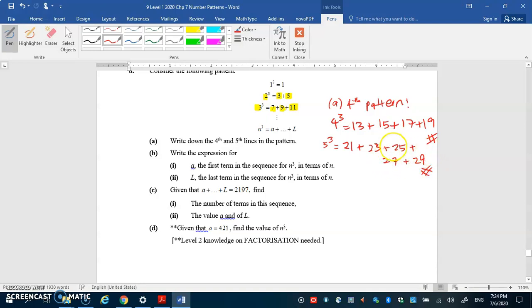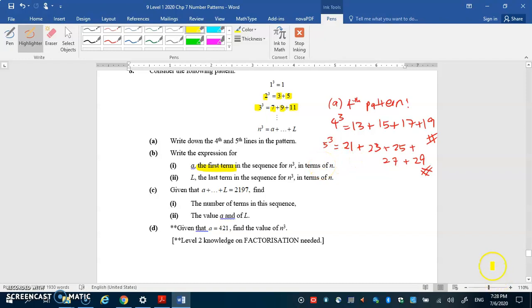Okay. Now B part 1. Write an expression for A, the first term in the sequence for n cubed, in terms of n. So basically they're asking for, let's say when n is 1, the first term was 1. When n was 2, the first term was 3. When n was 3, the first term was 7. So they want you to find a pattern for this: 1, 3, 7, 13, 21, etc.